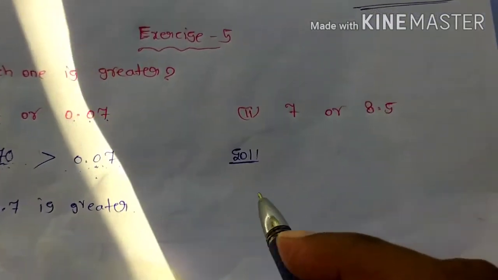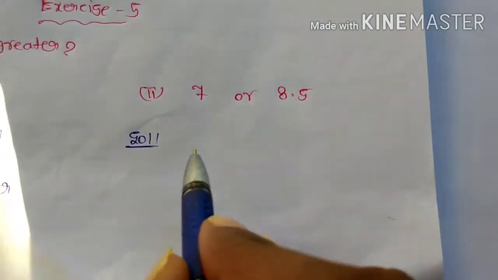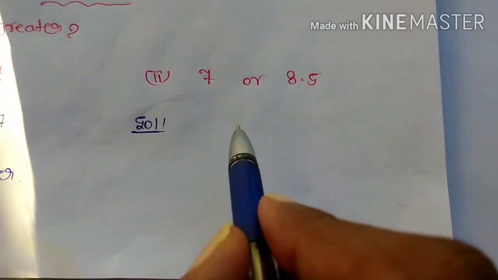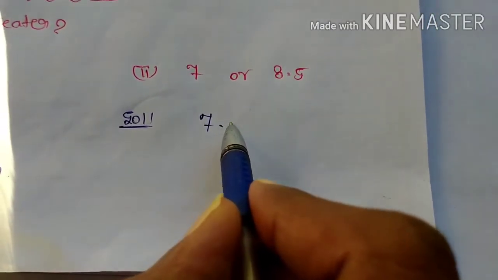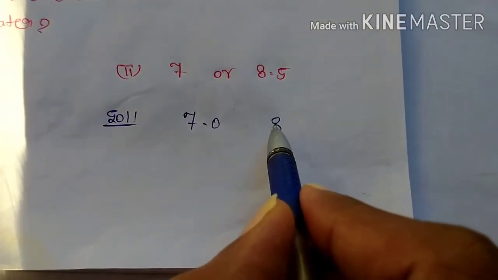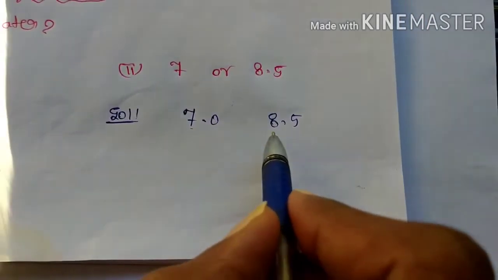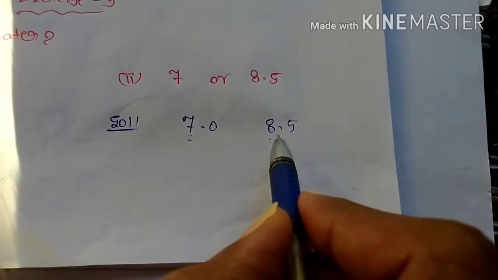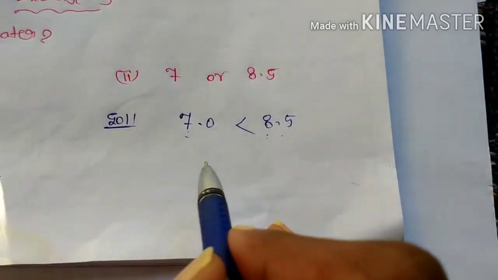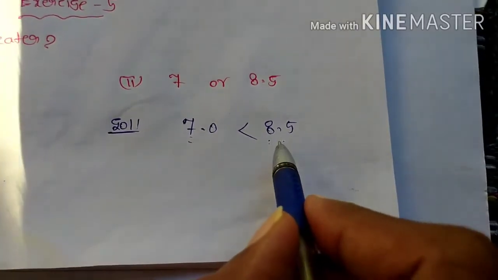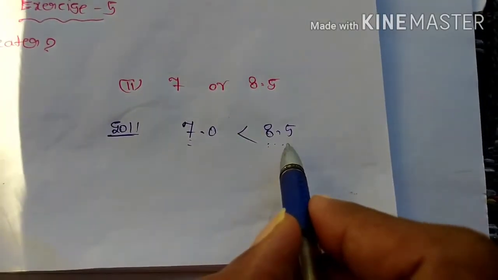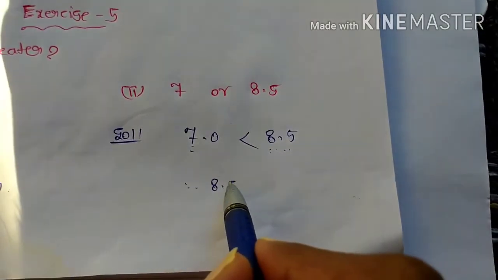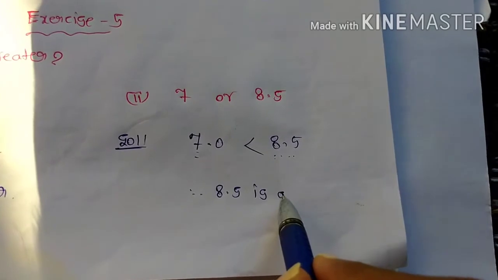0.7 is greater. Now you can see here one more: 7 or 8.5. Directly you can see here it is 7, meaning 7.0, and here 8 means 8.5. First you can consider the integral part. 7 is the biggest one, 8 is the biggest one, 8 only is the biggest, so you can write here yes or no, 8.5 is bigger than 7.0. Therefore, 8.5 is greater.